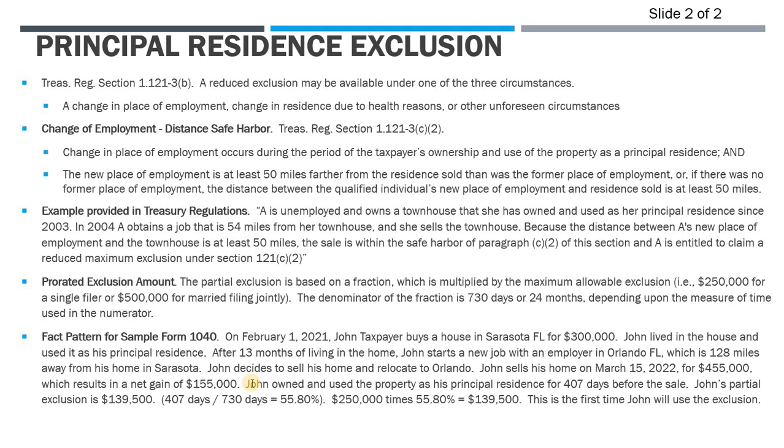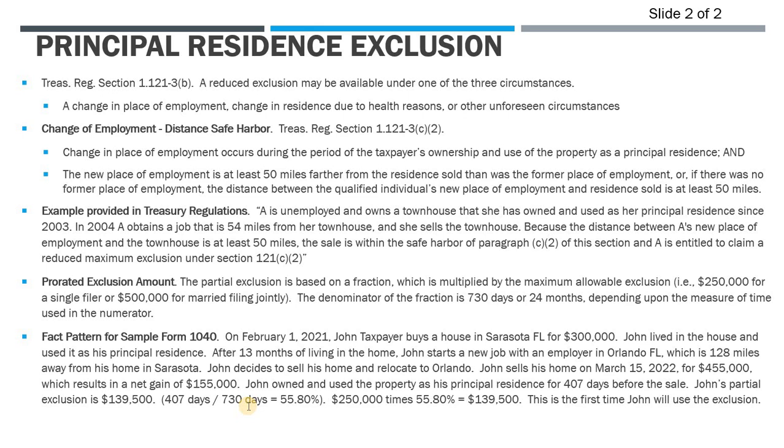On February 1st, 2021, John buys a house in Sarasota, Florida for $300,000. John lived in the house and used it as his principal residence. After 13 months, so he's below the 2-year mark, he starts a new job in Orlando, which is 128 miles away. So John sells his home and relocates to Orlando. The sale price of the home in March was $455,000, so he had a net gain of $155,000.